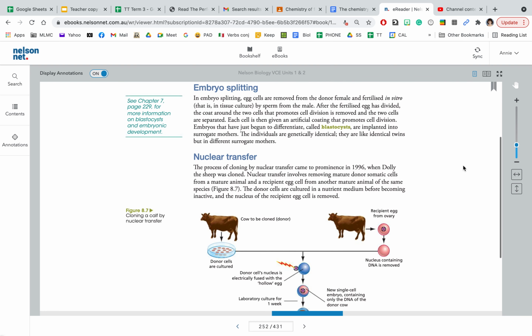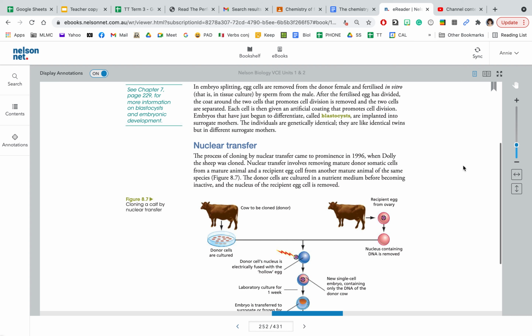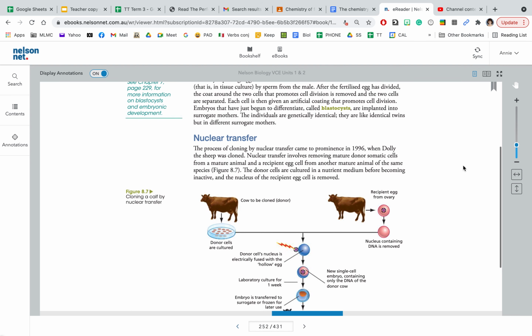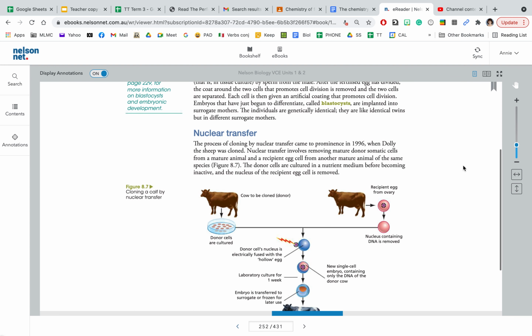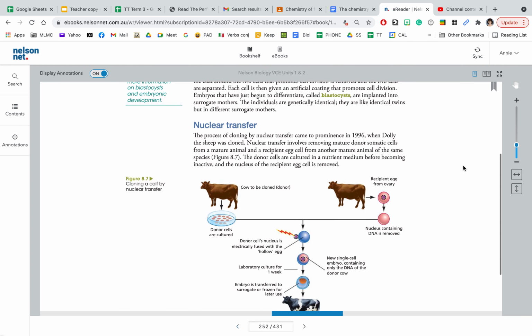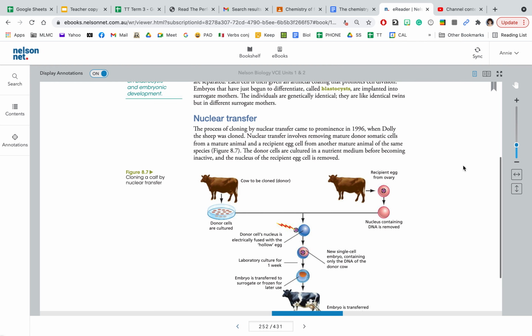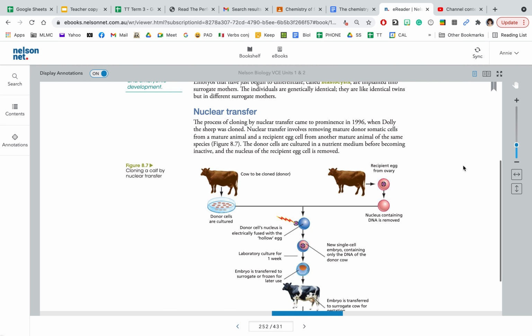Embryo splitting. In embryo splitting, egg cells are removed from the donor female and fertilized in vitro, that is, in tissue culture, by sperm from the male. After the fertilized egg has divided, the coat around the two cells that promotes cell division is removed and the two cells are separated. Each cell is then given an artificial coating that promotes cell division. Embryos that have just begun to differentiate, called blastocysts, are implanted into surrogate mothers. The individuals are genetically identical, they are like identical twins but in different surrogate mothers.